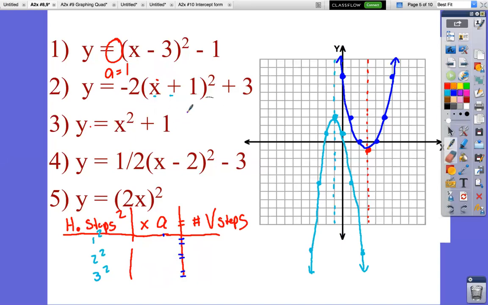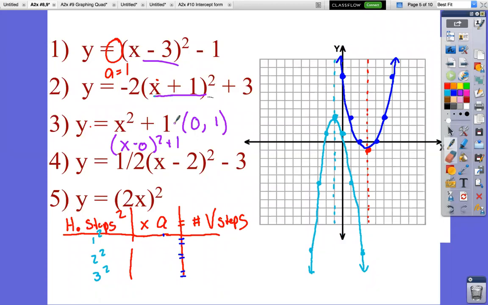0, 1. Perfect. Because you're not adding or subtracting anything to the x. That's the exact same thing as this, but if I'm not adding or subtracting anything to the x, I don't need the parentheses. So it is 0, 1, not 1, 0, not negative 1, 0. That's outside what's happening to the x. Look at the difference from here to here. There's no set of parentheses.